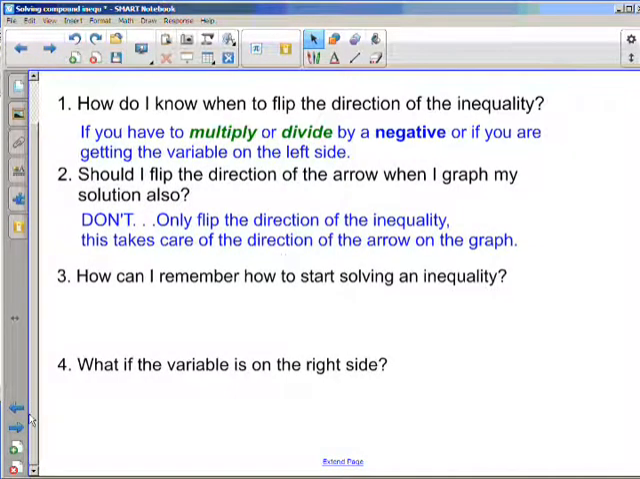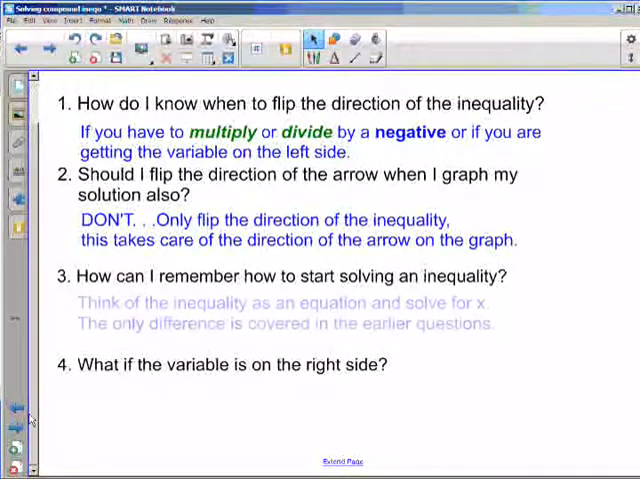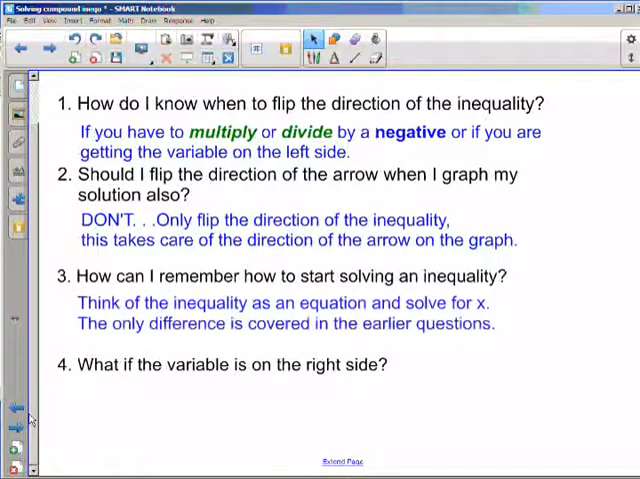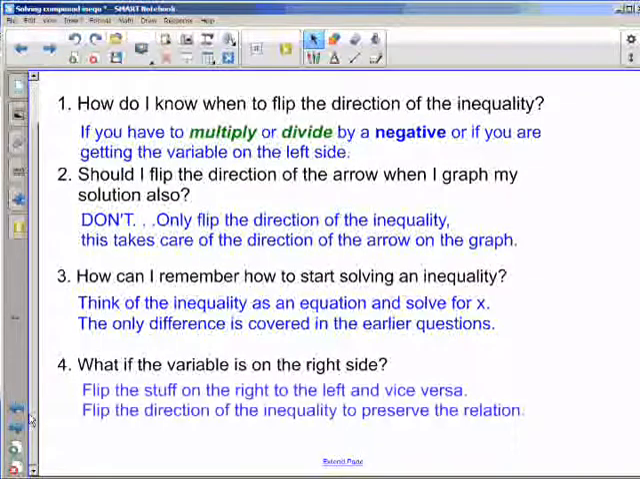How can I remember how to start solving an inequality? Think of the inequality simply as an equation and solve for x. The only difference is covered in the earlier questions, basically that flipping the direction. And then what if the variable is on the right side? We talked about that. Flip the stuff on the right over to the left, vice versa, left over to the right, and then remember to flip the direction of the inequality.